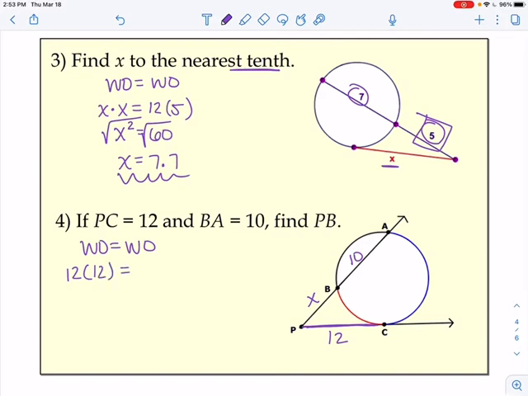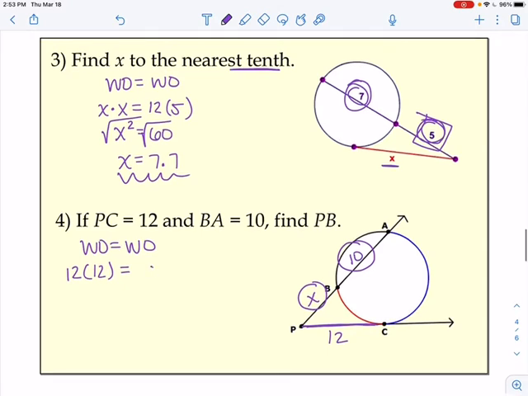Okay, and on the other side, the whole secant, just like up here, we added 7 plus 5. Here I'm adding x plus 10. That's the whole secant. And then the outer part of the secant is x. So I'm going to have x times x plus 10. So again, when I go to solve this, it's going to end up being a factoring question, just like the one above.